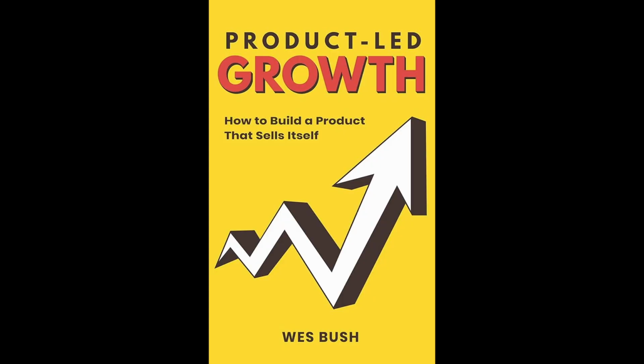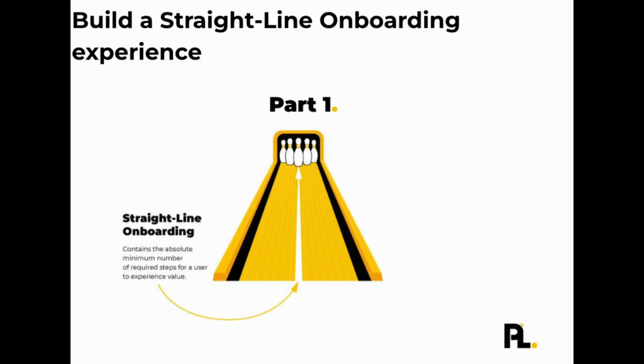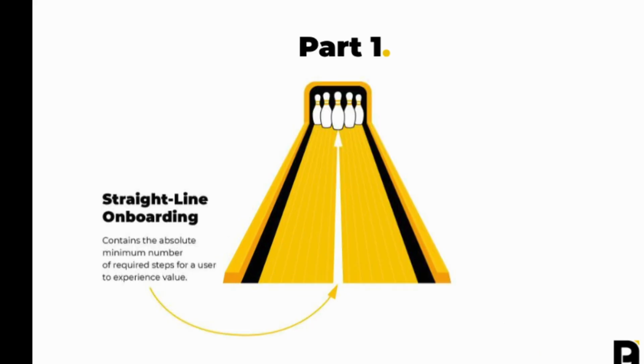So I started off this week reading and learning more about product-led growth. Specifically, in that book there's a chapter about the bowling alley framework, and it's about creating a straight line onboarding process. What you want to do, according to this book, is make this whole onboarding as smooth and easy as possible.